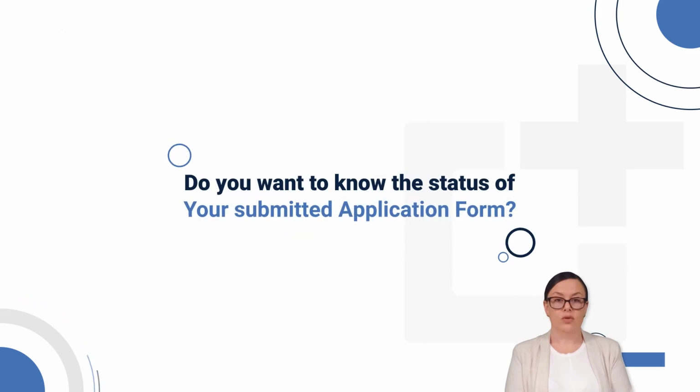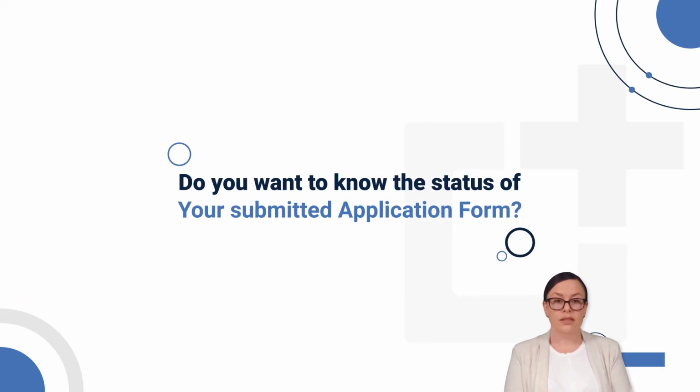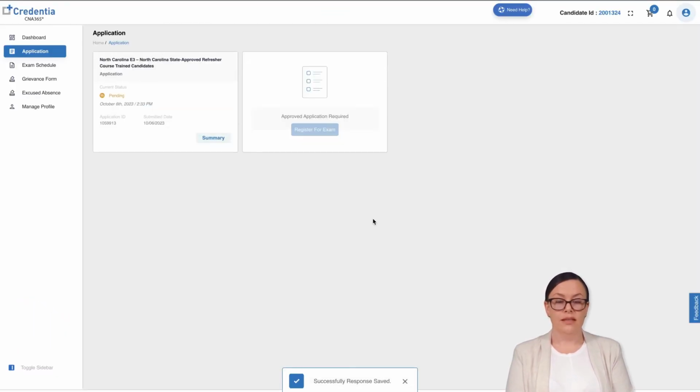Do you want to know the status of your submitted application form? Once your application has been reviewed, we send the status notification as well as the details of the further steps to schedule your exam via email to your registered email address. You can also check in your CNA 365 account.